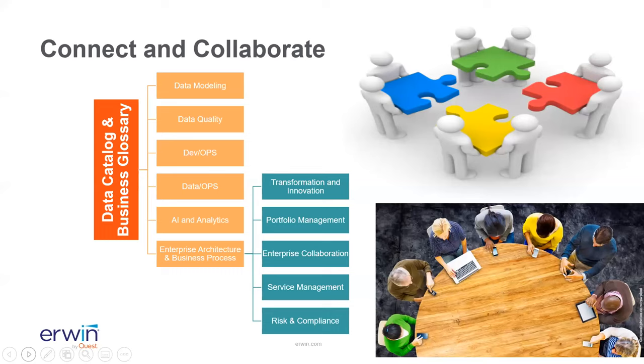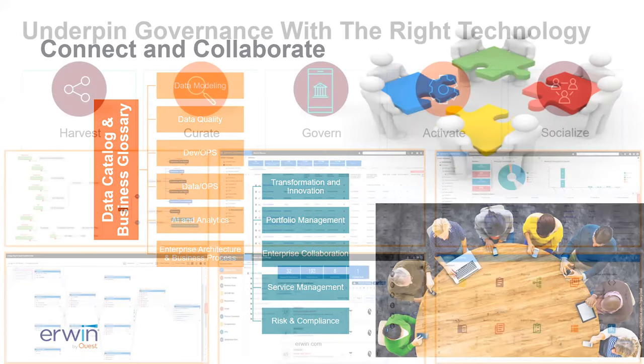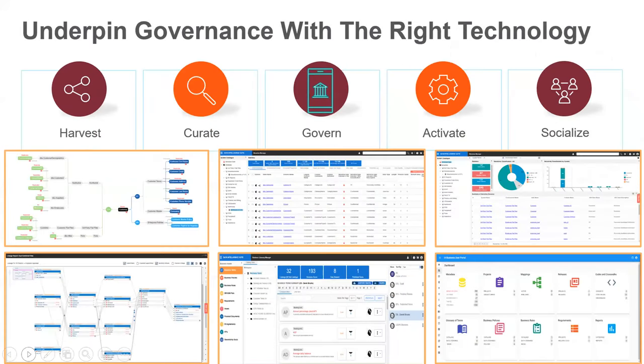So, you know, portfolio management, transformation and innovation, risk and compliance, there's a lot of key parts of the organization that you want to get connected to and make sure that you maintain that connection to be able to collaborate effectively with them. So, you know, when you do that, you bring it all together.